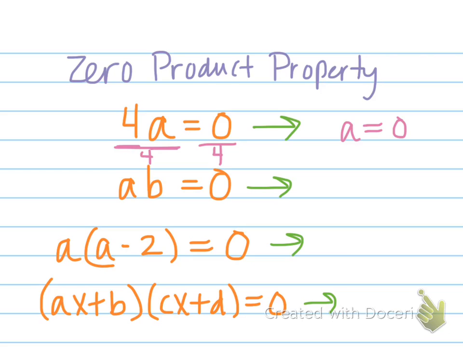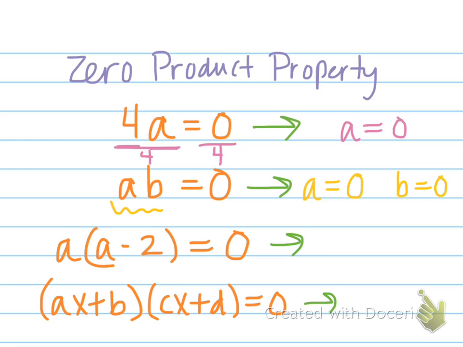So if we're going to multiply something by something and get a 0, then one of those two values has to be 0. So as you may expect in the second equation, a times b equals 0. If a times b equals 0, then either a equals 0 or b equals 0.